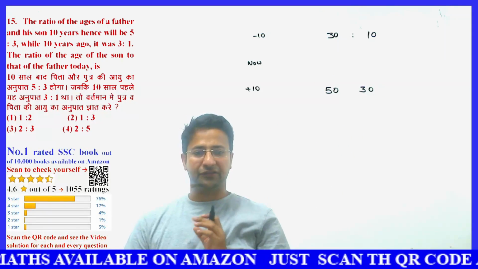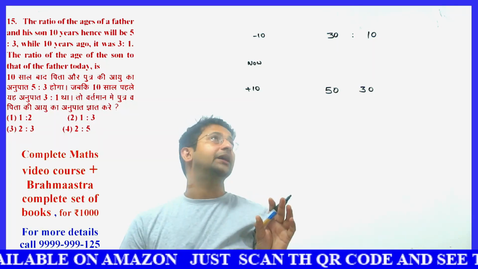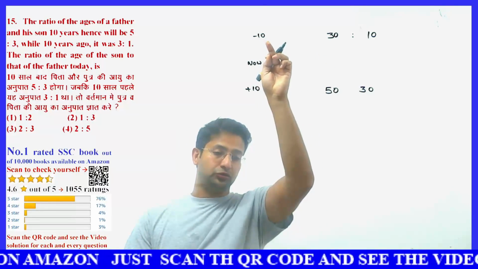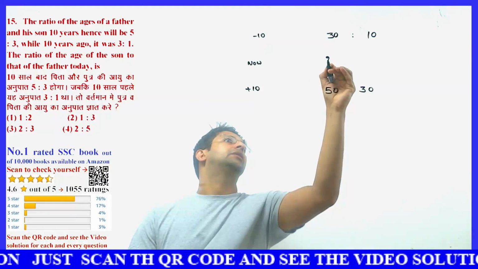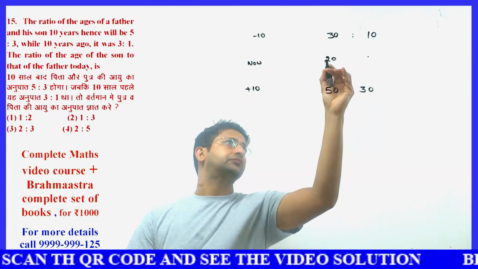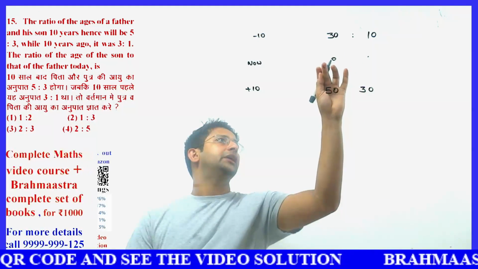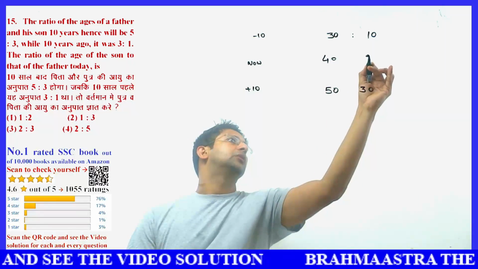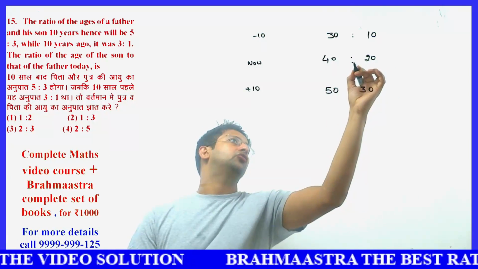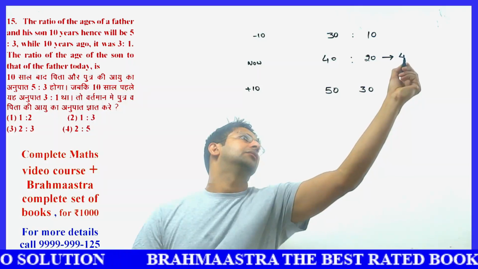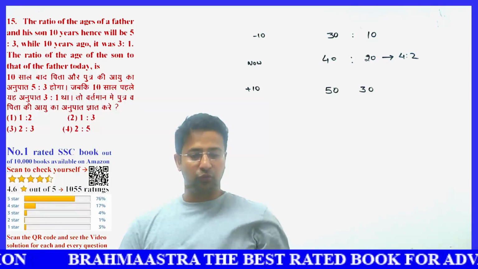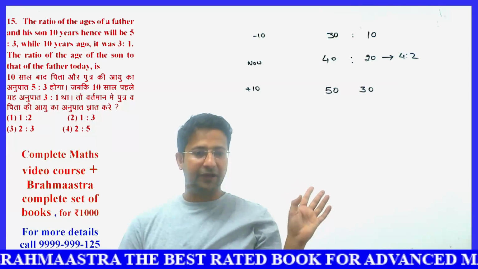The ratio of the age of son to that of father today: see, this is minus 10 years ago. So for now, you will add 10 to both of these. So this will become 40 and this will become 20. 40 is to 20 you can say as 4 is to 2. This is the best method. You can verbally wipe out the questions. Okay.